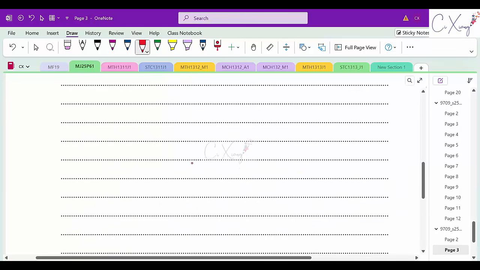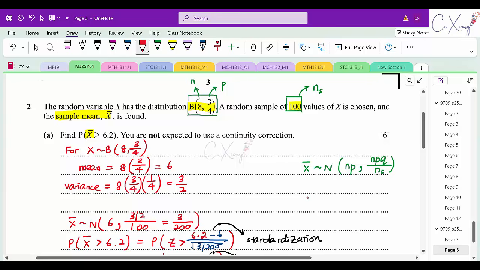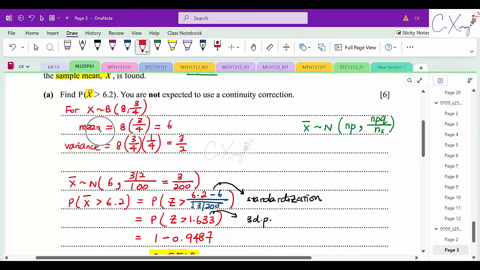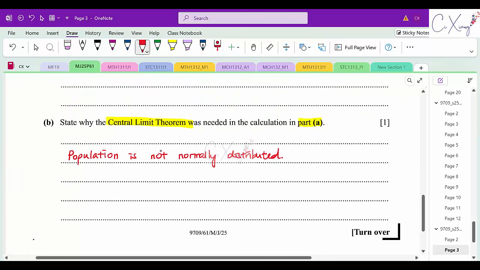But if the population is not normal, like our example here is binomial, how can I say that the sample mean is normally distributed? The reason is because of we apply the central limit theorem, where the central limit theorem mentioned that if the sample size is large, which is more than 30, then basically the sample mean will be normally distributed. Okay, so you can see that here, although population is binomial, but I still assume that sample mean is normal. It is because of we have applied central limit theorem. Alright, yeah, so this is how we solve question number 2.